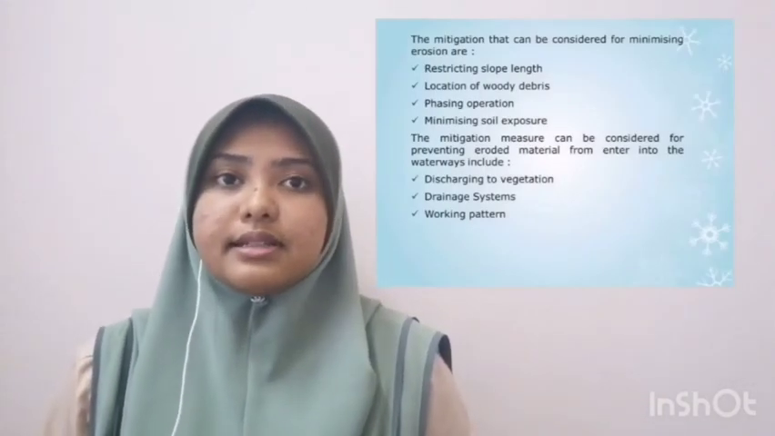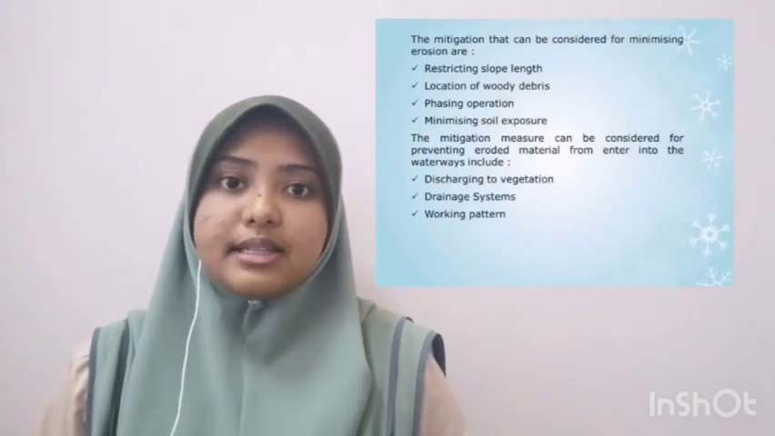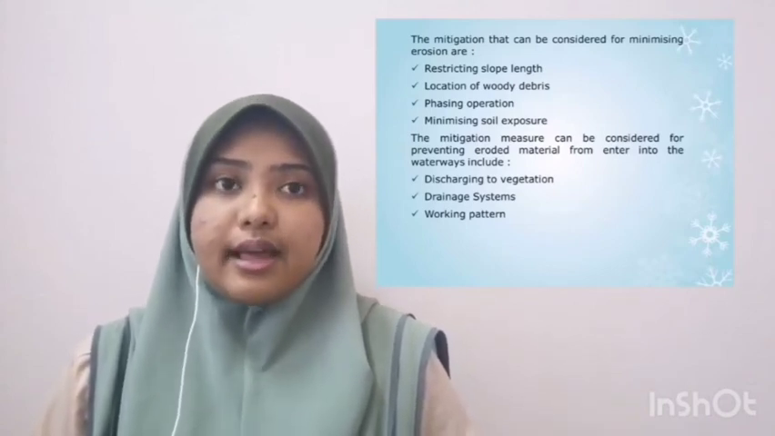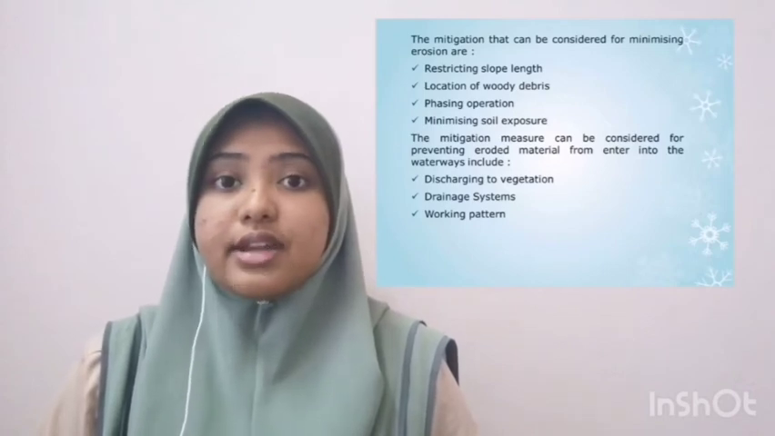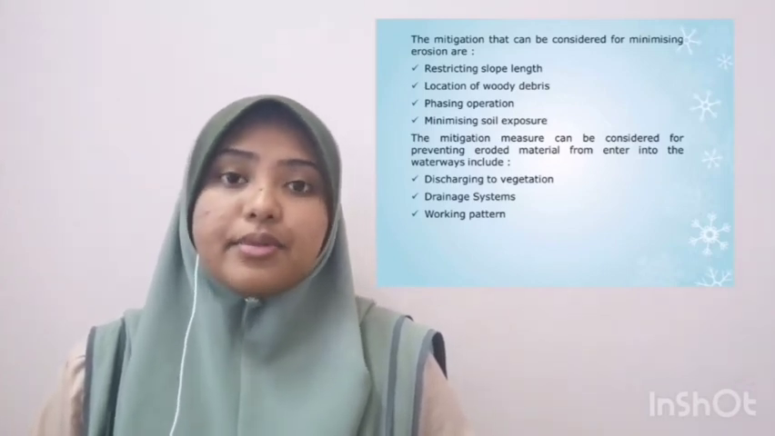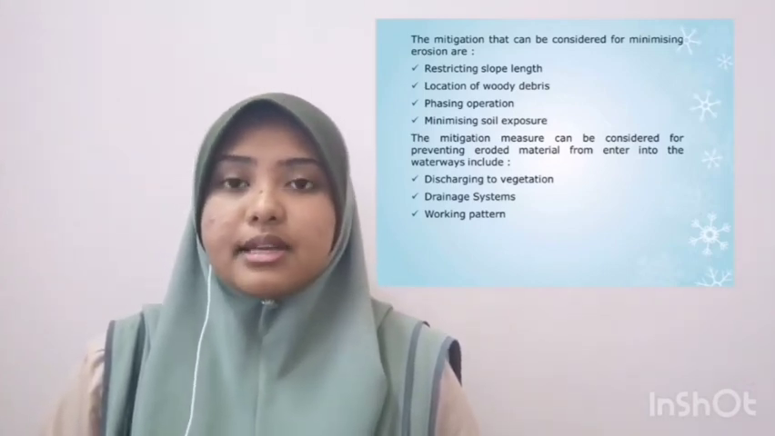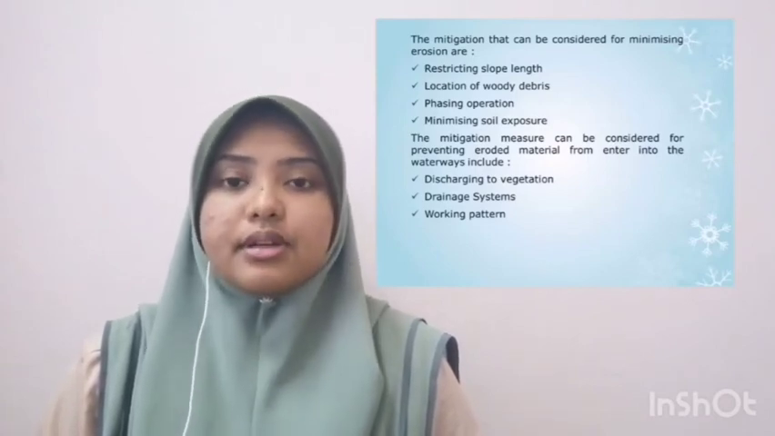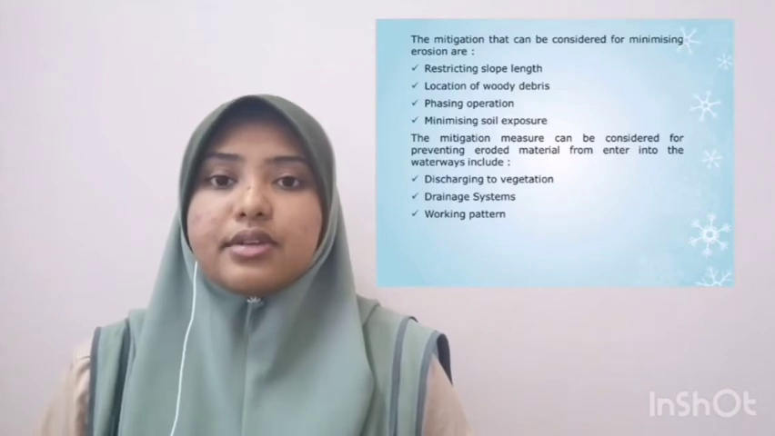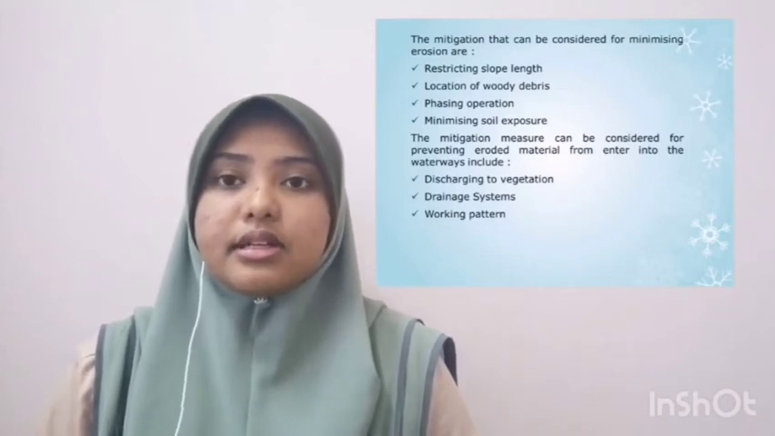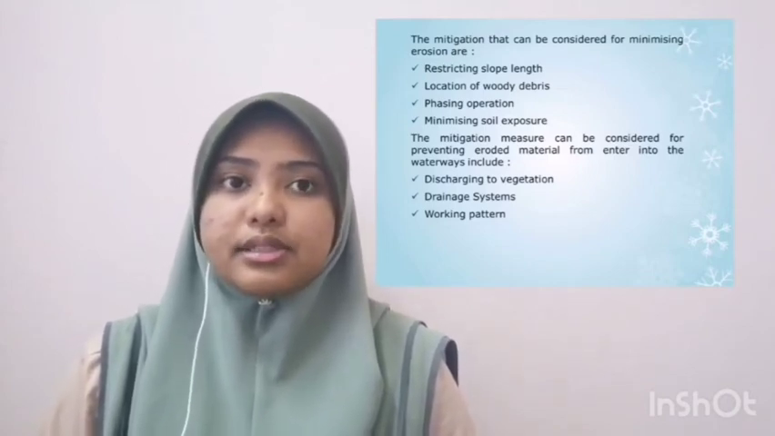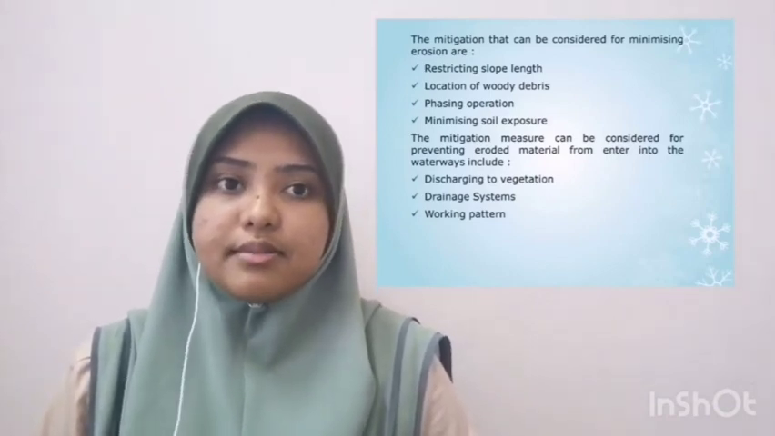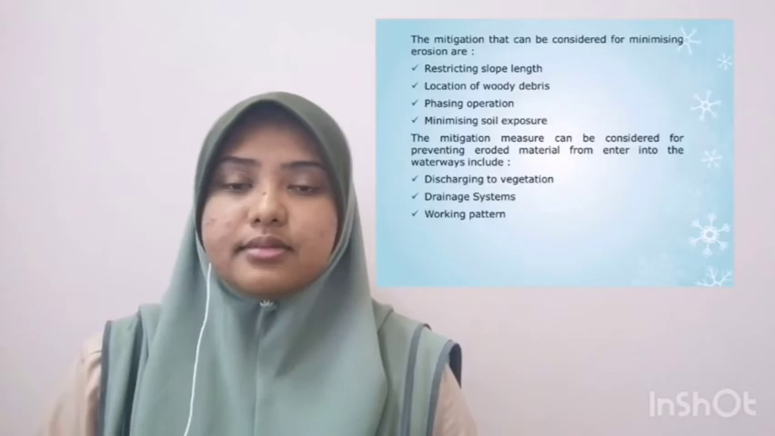The mitigation that can be considered for minimizing soil erosion are restricting slope length, location of woody debris, phasing operations, and minimizing soil exposure. The mitigation measures that can be considered for preventing eroded material from entering the waterway include discharging to vegetation, drainage system, and working pattern.